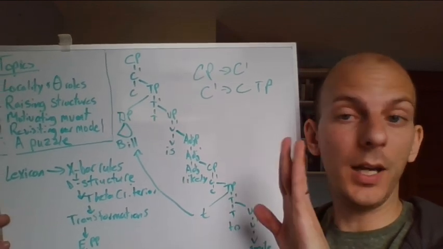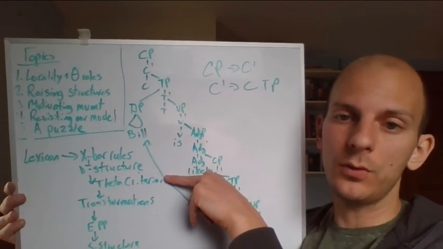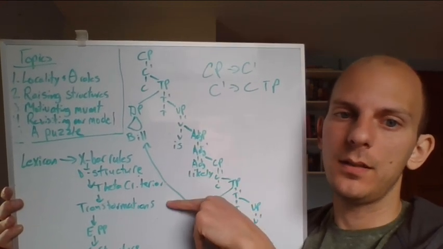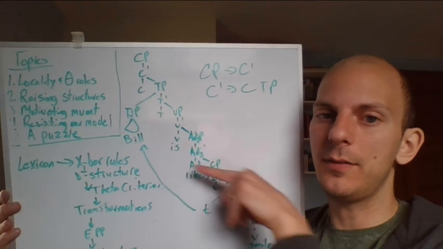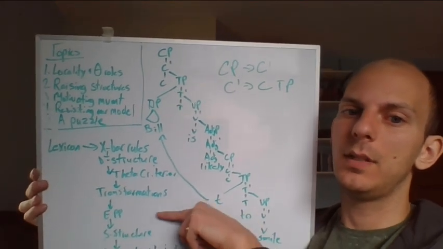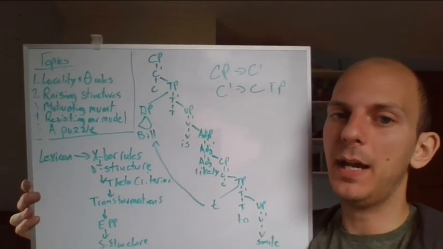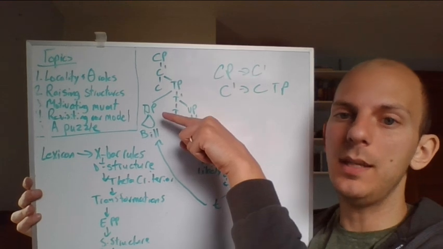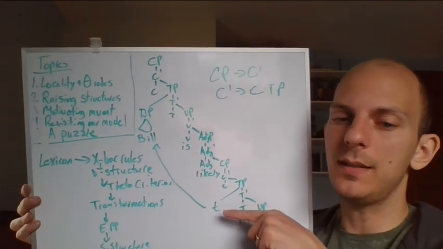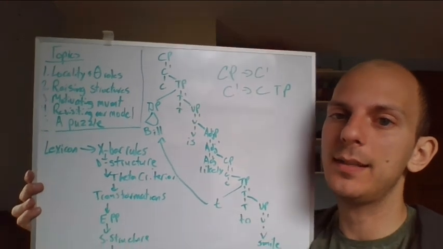Ah, blast. But we don't have to go back to the theta criterion. We already passed that phase. So now that we're at transformations, we have this sentence, Bill is likely to smile. We check the EPP. Now, does the EPP pass? Is there something in spec TP? Yes, Bill. Is there something in this spec TP? Yes, there's a trace. It counts, and it passes the EPP.